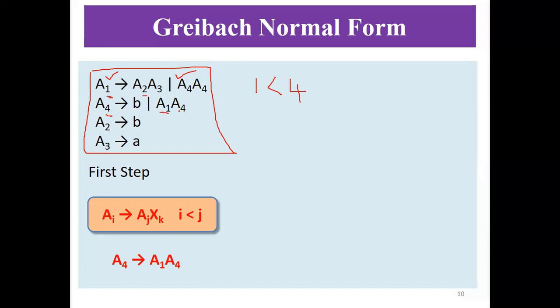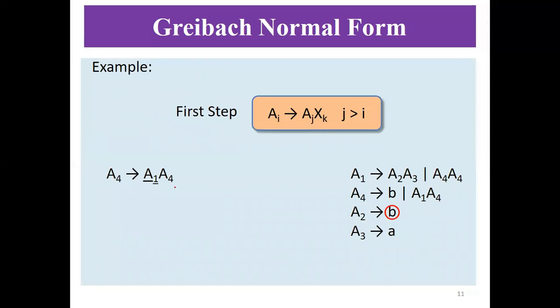So at that time you have to substitute the value for this A1. So what is the value for A1? A2, A3 and A4, A4. You have to substitute that. So that I have shown here. For this A1, I am going to substitute A2, A3, and also A4, A4. So my A4 becomes, so A4 already has B. So B, then A2, A3, A4, A4, A4, A4, right?